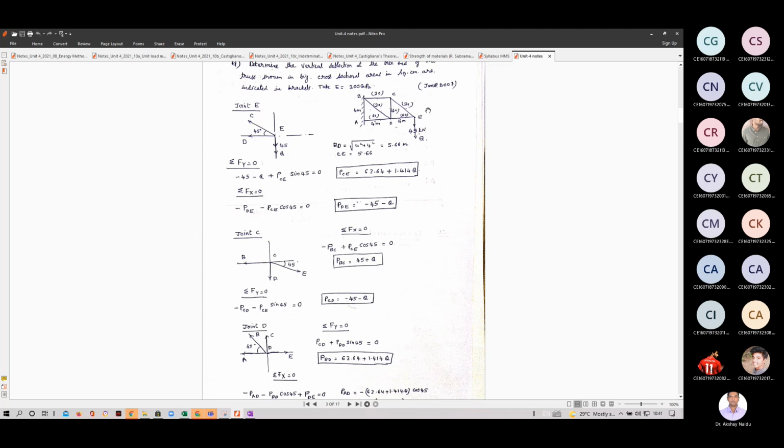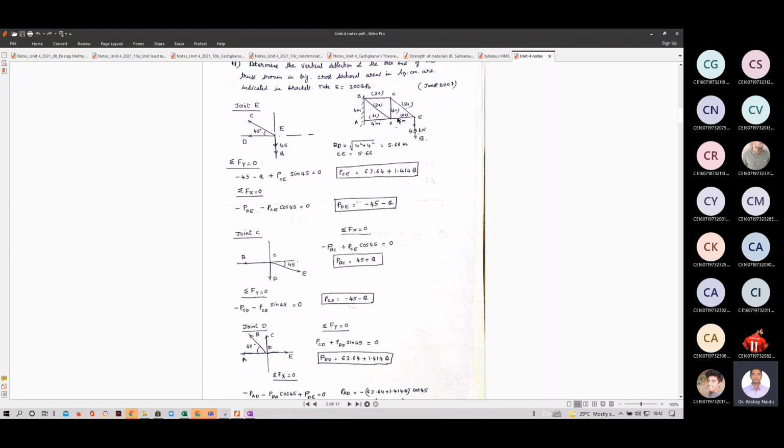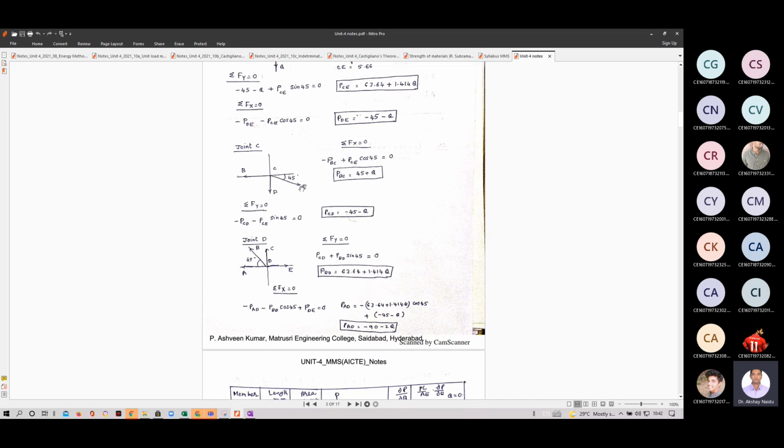And then first, after you find from joint E, go to joint C, because again, this is known for you. You should not go to joint D. If you go to joint D, this is unknown, this is unknown, this is unknown. Three unknowns and two equations only you will have. You will not be able to solve. So from E, you have to go to C. At C, this is known, this is unknown, this is unknown.